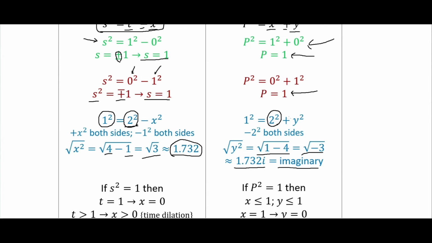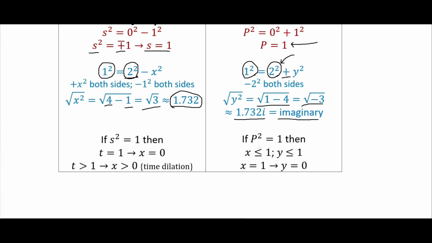And that makes sense, because we can't have something here larger than what our total interval is, because we are adding and not subtracting. And so if p squared is equal to 1, then x has to be less than or equal to 1, and y has to be less than or equal to 1. And if x or y is equal to 1, then y or x has to be equal to 0.